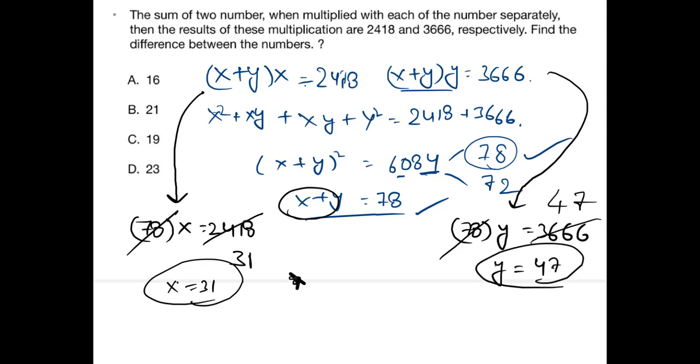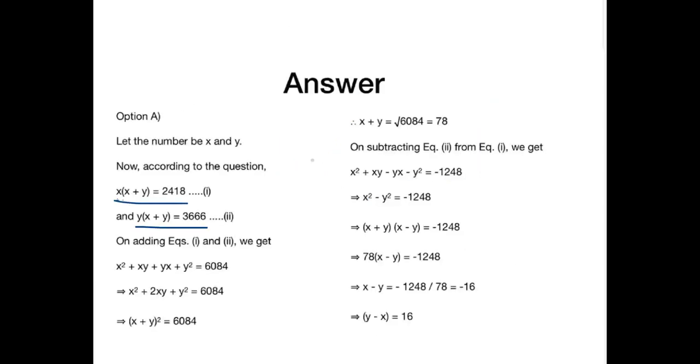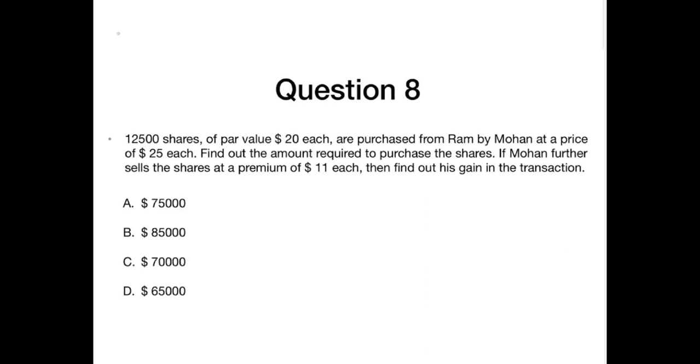So the difference will be 47 minus 31, so it's going to be 16. So the answer is option A. This is how we're going to do it in this model. All right, let's next go ahead with the second one.